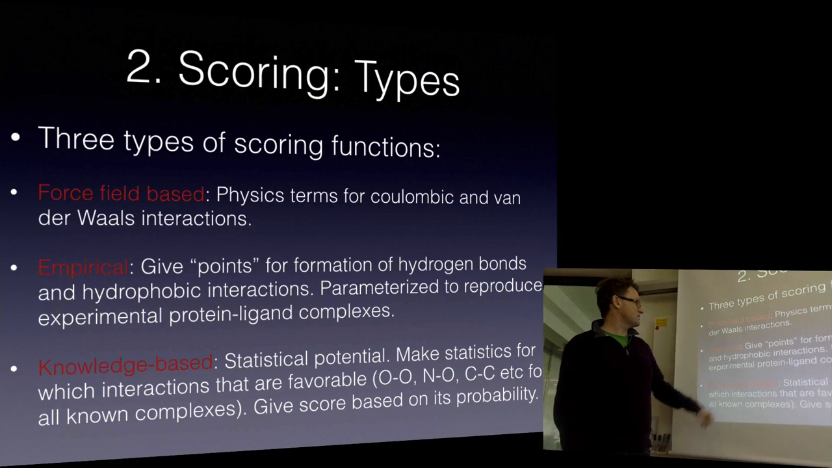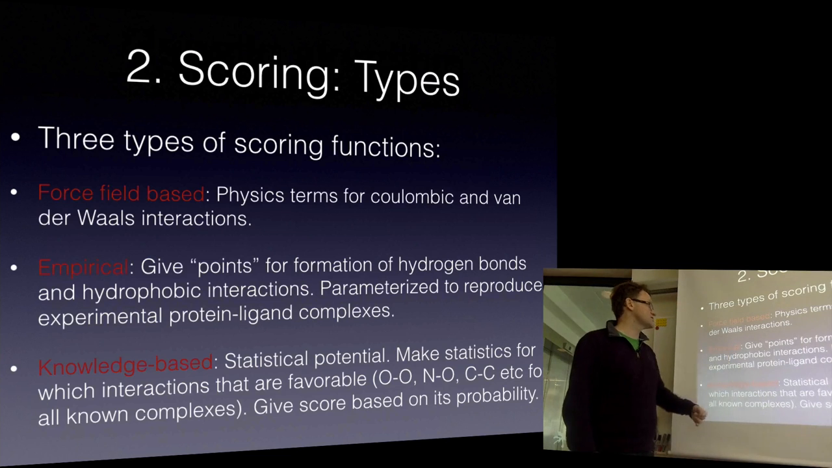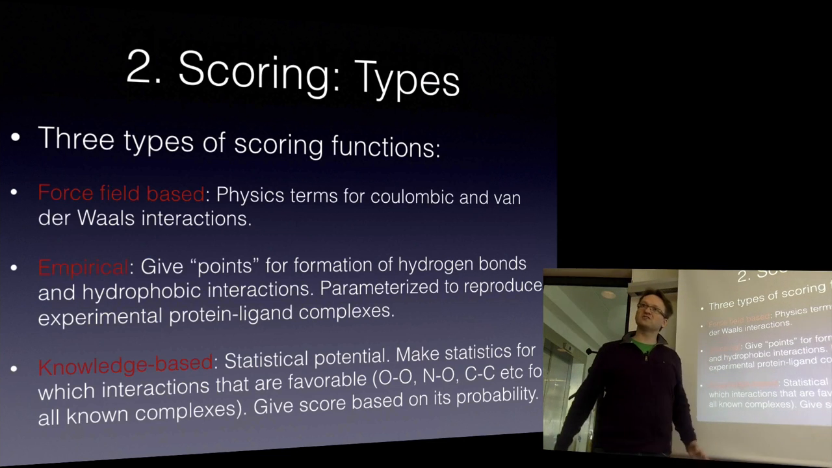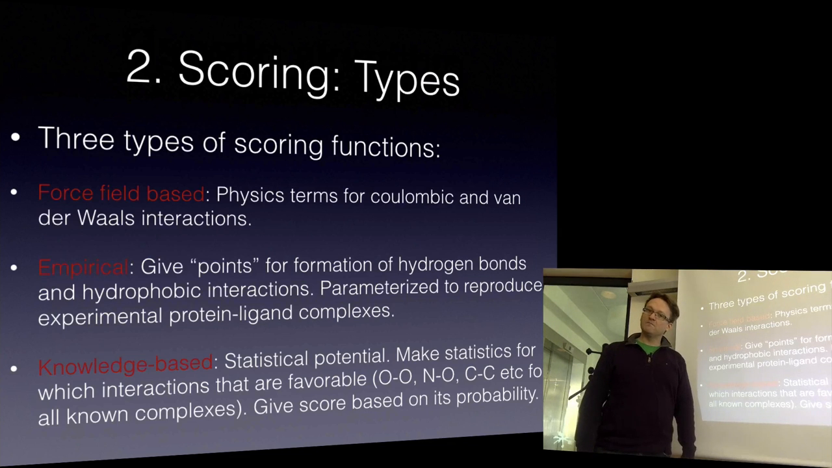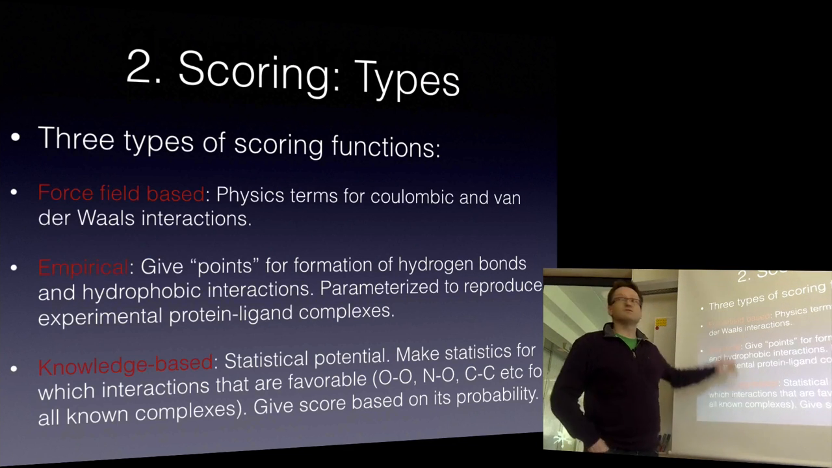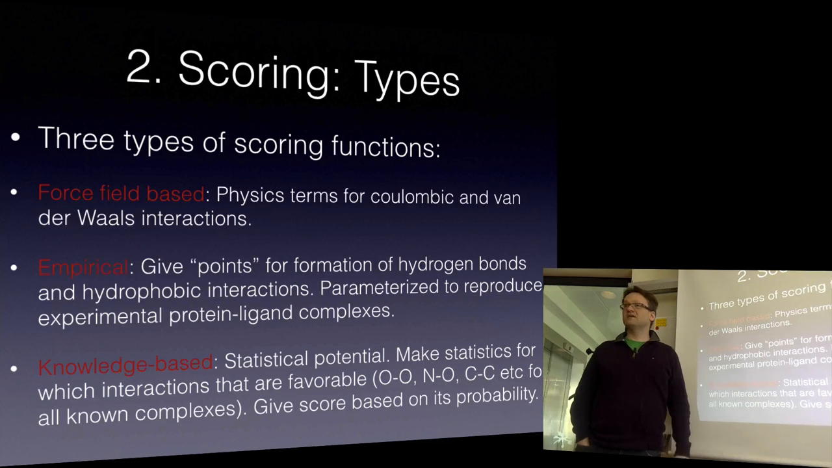And of course, a knowledge-based potential could, for instance, model that hydrophobic things will be close to each other, hydrophilic things will be close to each other, but hydrophobic and hydrophilic will not be close. Many docking programs tend to use a combination of all these three. And that might seem even more horrible.